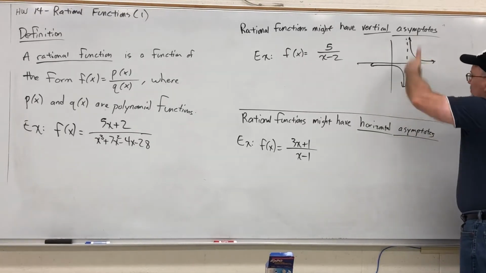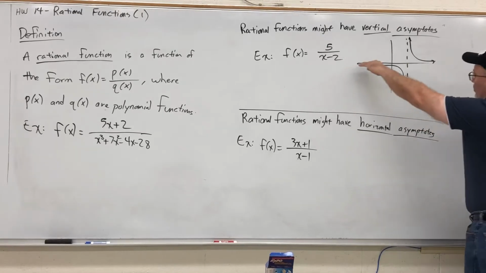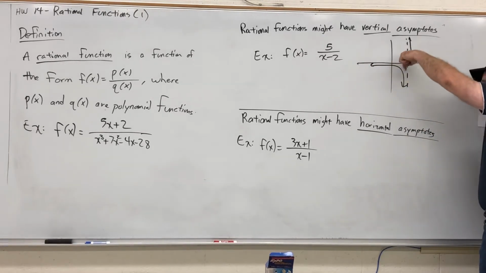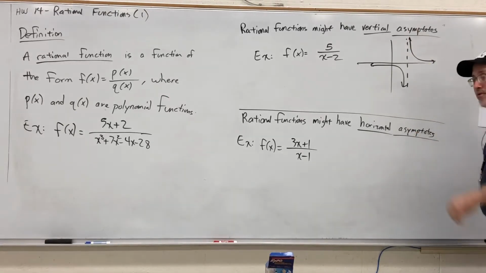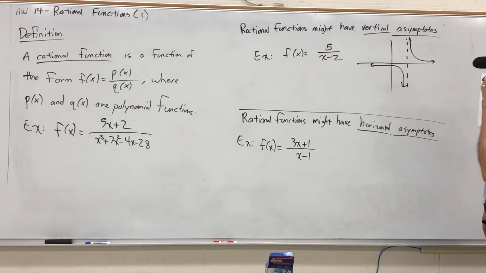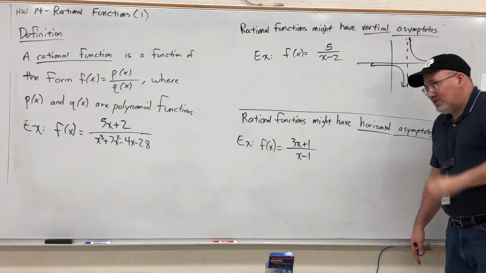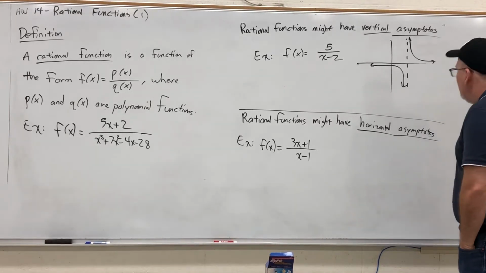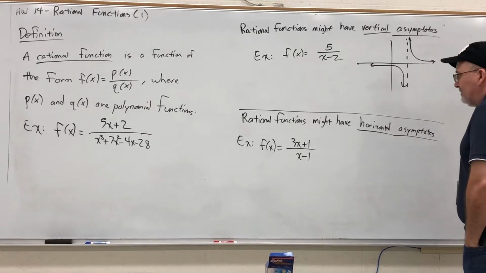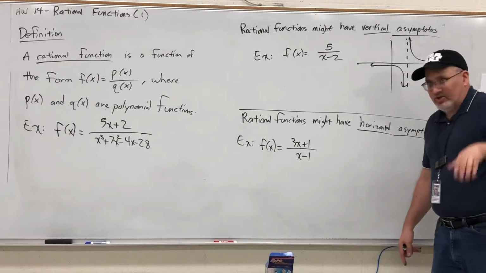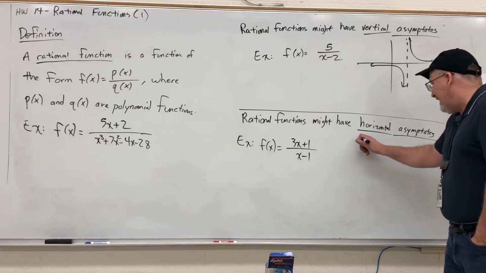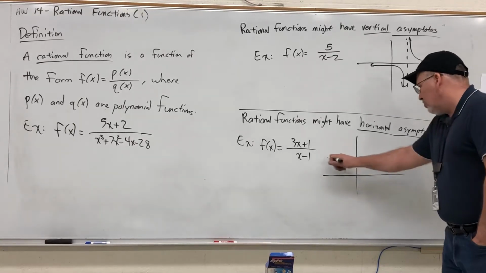But there's an imaginary vertical line that when this function approaches, it either goes downward forever, or in this case on the other side goes upward forever. So we're going to figure out how to locate those. I kind of gave you a not so subtle hint when we talked about domains. But in addition to vertical asymptotes, rational functions might also have what are called horizontal asymptotes, which is exactly what you would think it would be. It's a horizontal line.